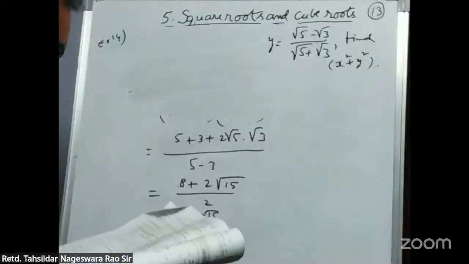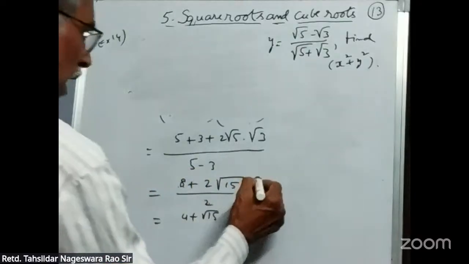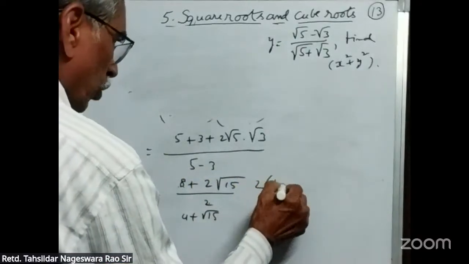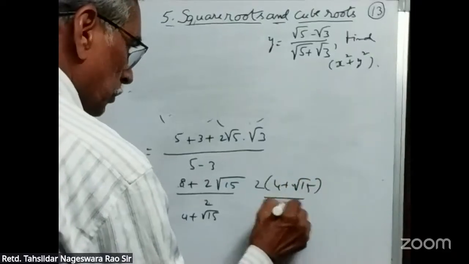Sir, 4 plus 2, 6 ga sir. 4 plus root 15 डालेगा. 2 will be common here. 4 plus root 2, 4 plus root 15 by 2, 2 cancels.